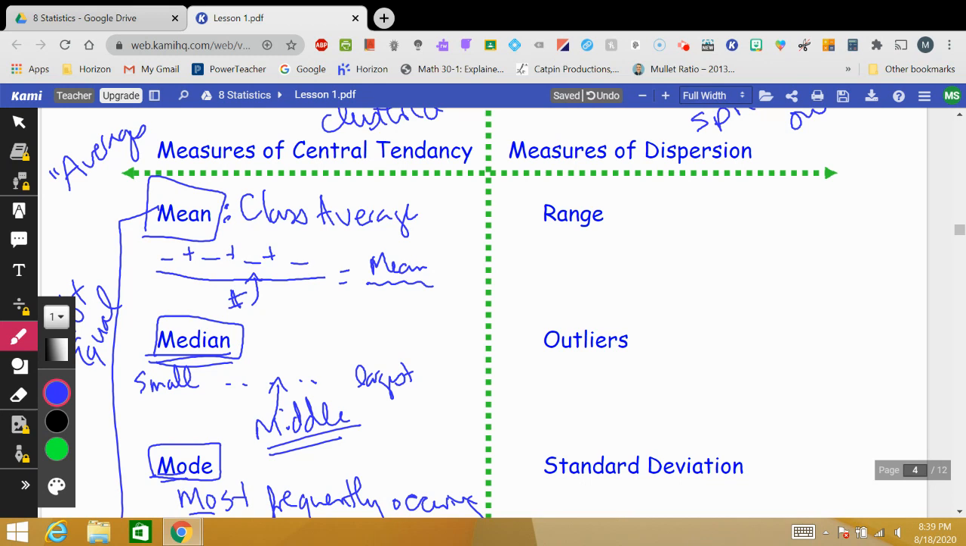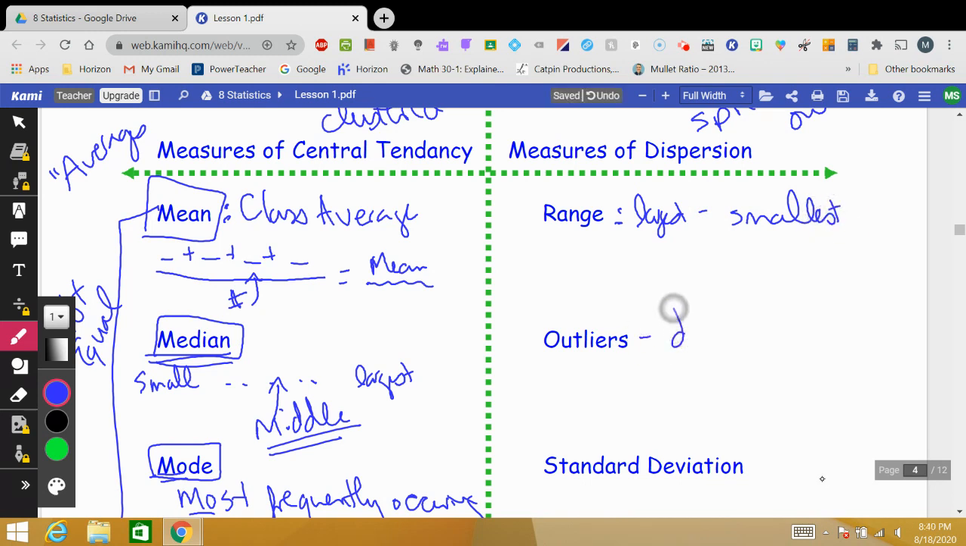Okay, so we're going to calculate mean, median, and mode and understand that there will usually be different values for each one in a regular data set. For the range, you take your largest data value minus your smallest data value. So it's the spread.